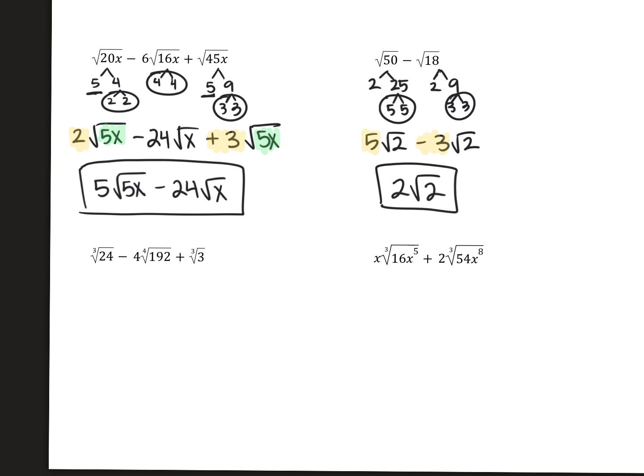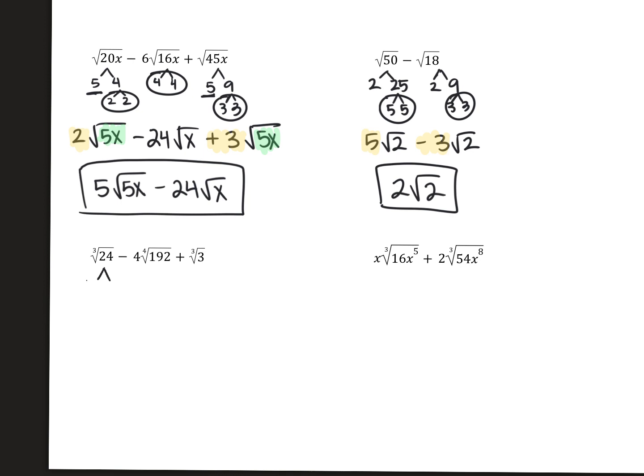The last two examples we're going to look at have to do with cube roots, just again to get some examples other than square roots. So cube root 24 minus 4 fourth root 192 plus cube root 3. I know that even if I can simplify the fourth root of 192, it is a different index than the cube root of 24 and the cube root of 3. So it's never going to be a like radical with the first and third terms. But I'm still going to see if it can simplify, because I want to make sure my final answer is as simplified as possible.